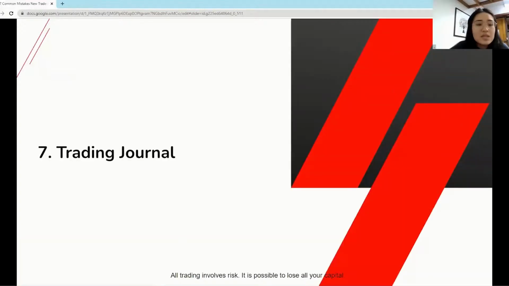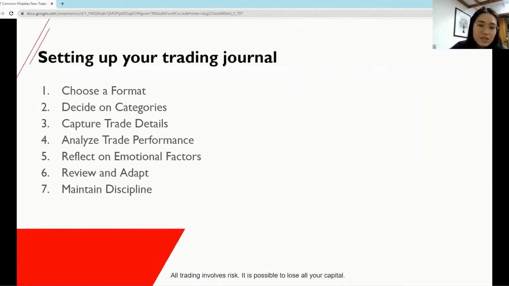Okay, lastly, a trading journal. This is particularly important if you are a beginner trader. So here's just a brief run through, or checklist perhaps, of how to set up your own trading journal. It's a relatively straightforward process. Firstly, you choose a format. You can decide if you want a physical notebook, a spreadsheet, digital document, or even a specialized trading journal software.